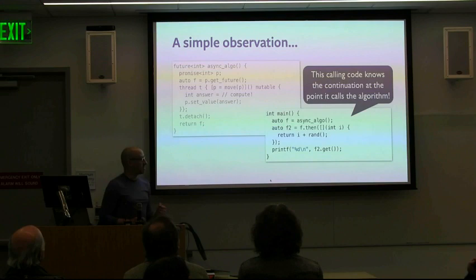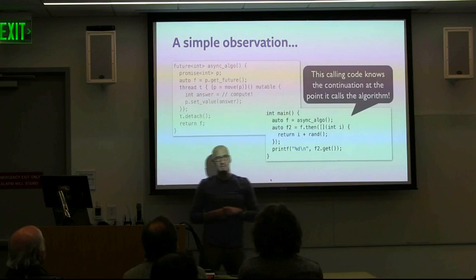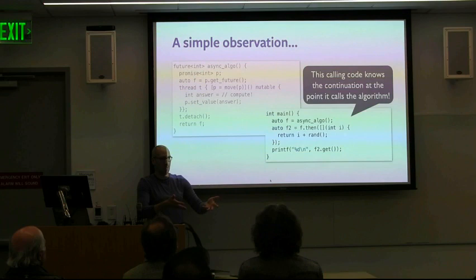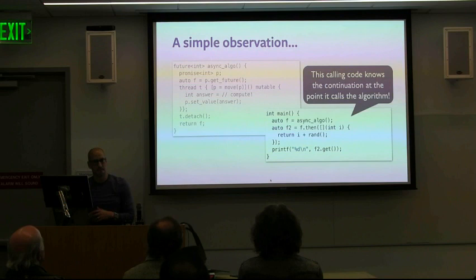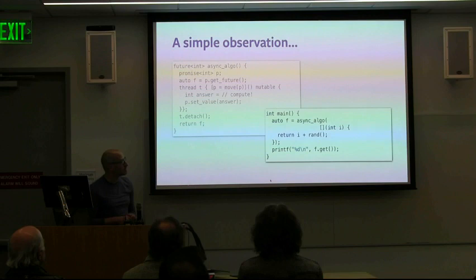Well, make a simple observation about this code. All right, you call this algorithm, you get a future, then you immediately attach a continuation to it. This is a really common pattern. Like, you already know the continuation even before you call this algorithm. Right? So why not just pass the continuation in? Just make that continuation an argument to your asynchronous algorithm. Okay? So what happens if you do that?